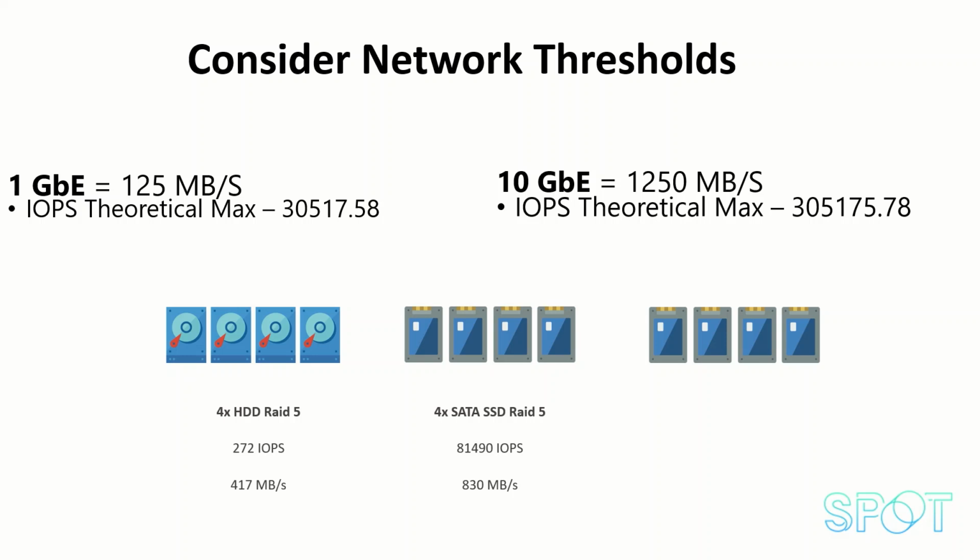Now in the next example here, we can see 4 SATA SSDs, which means the IOPS has significantly increased. You can see here that the amount of IOPS is greater than the maximum for the 1 gig network, almost 3-fold. And then for the 4 SAS SSDs, where the IOPS even supersedes the 10 gig network, link aggregation can help here.